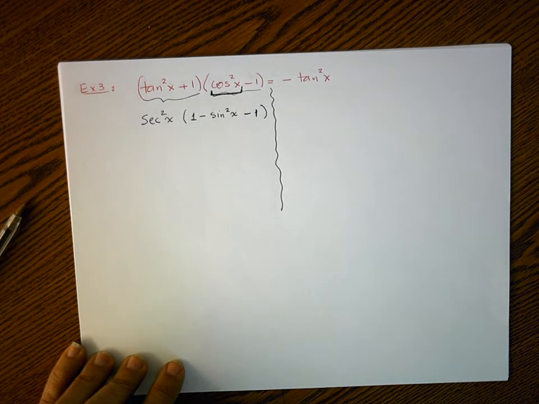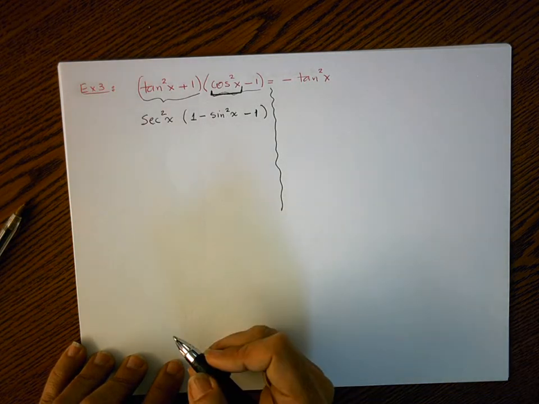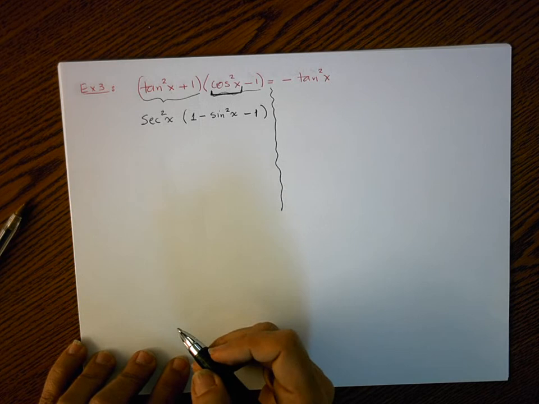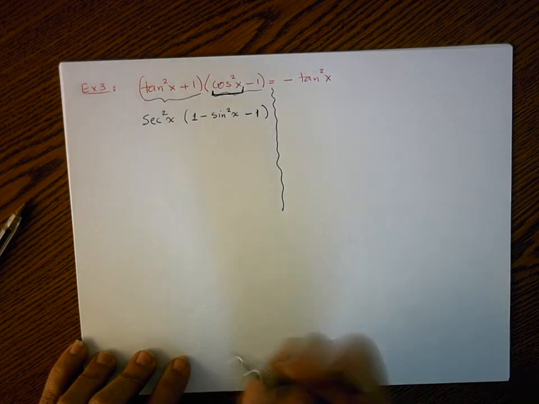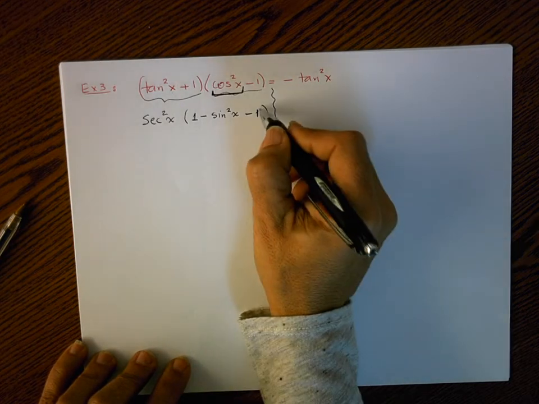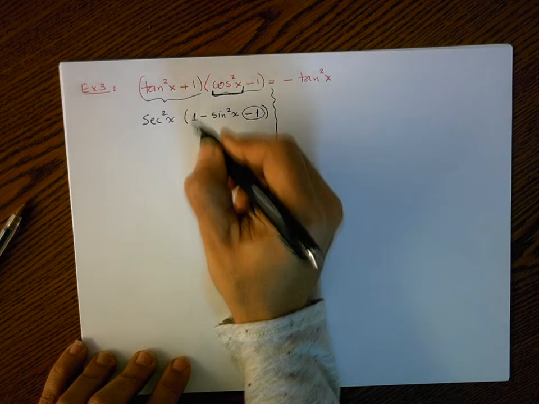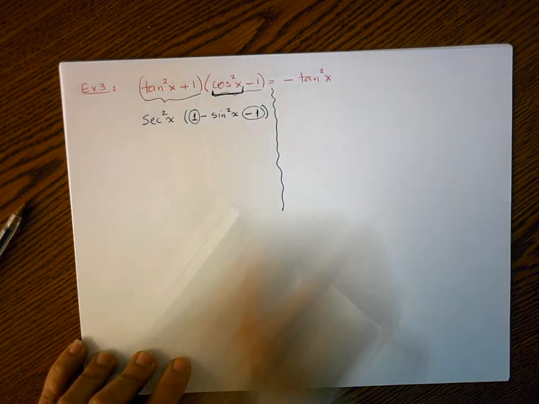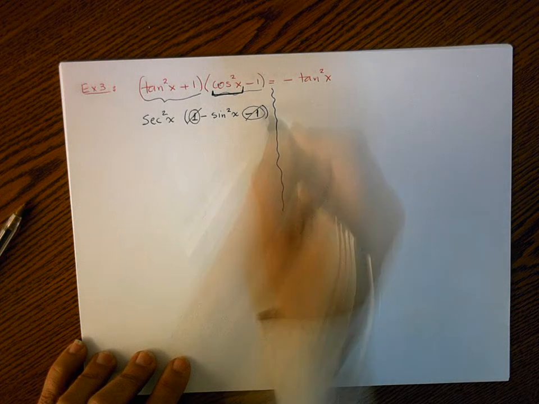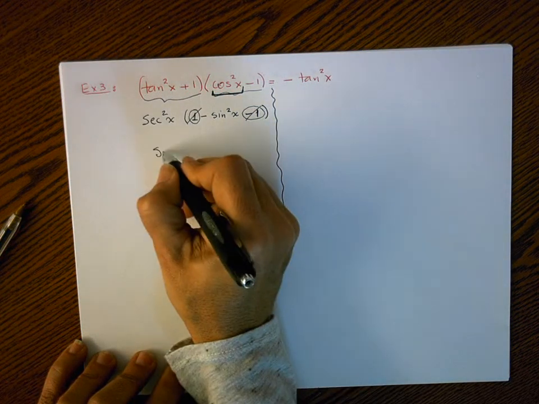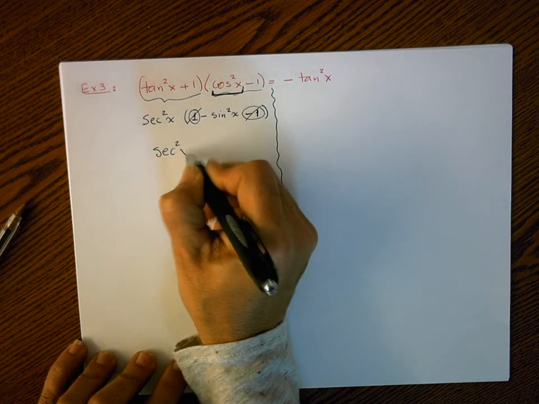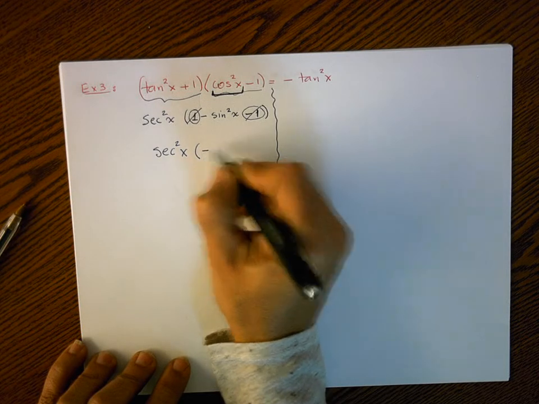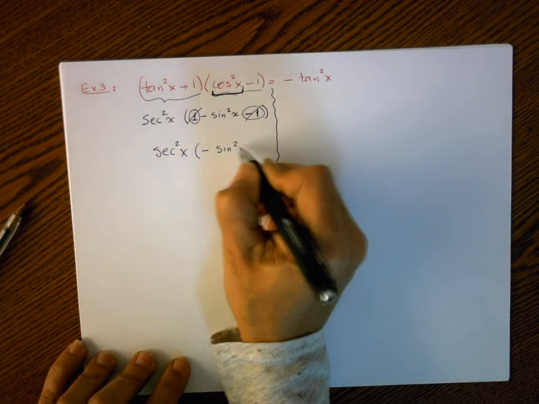We at least substituted 2 things now, right? So let's go ahead and see what we can simplify or combine like terms. This -1 right here and this +1 right here, definitely I can simplify that, right? So 1 minus 1 is 0. Now I have the secant squared of x times the negative sine squared of x.